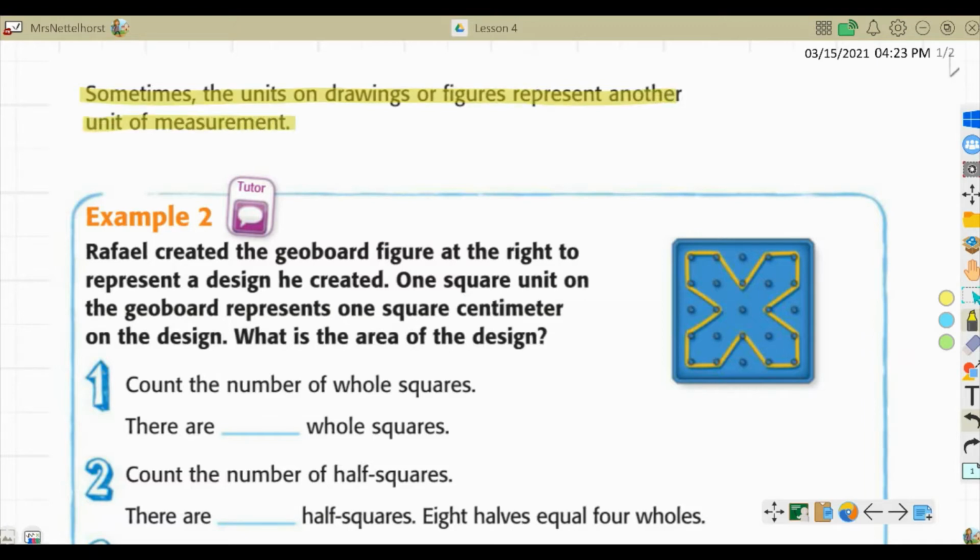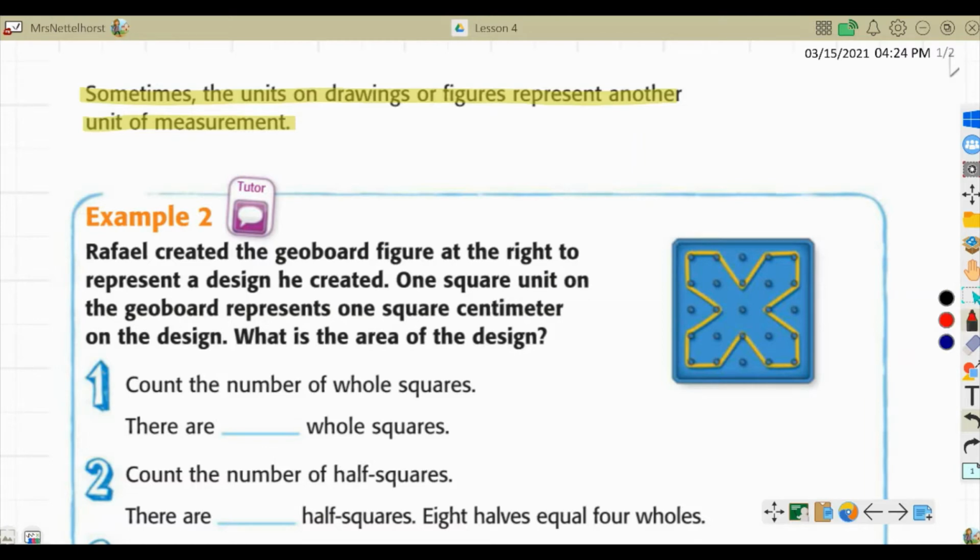Sometimes the units on drawings or figures represent another unit of measurement. So it's not always units. I just talked about that. Sometimes it's more specific, that it's centimeters or inches or something like that. So just remember that it's always square and then whatever the name of the measurement is, and they'll tell you in the word problem. So let's look at this problem.